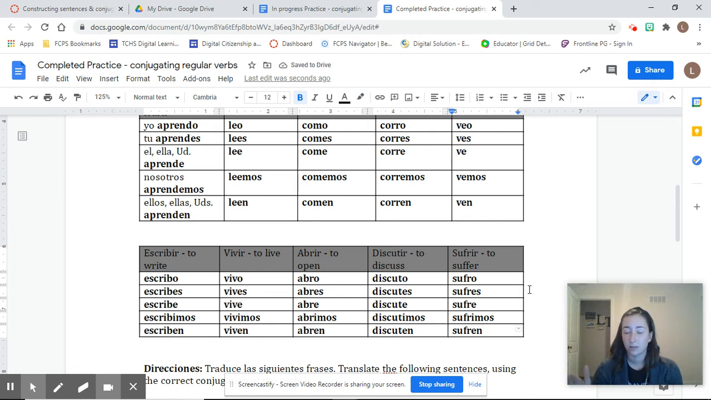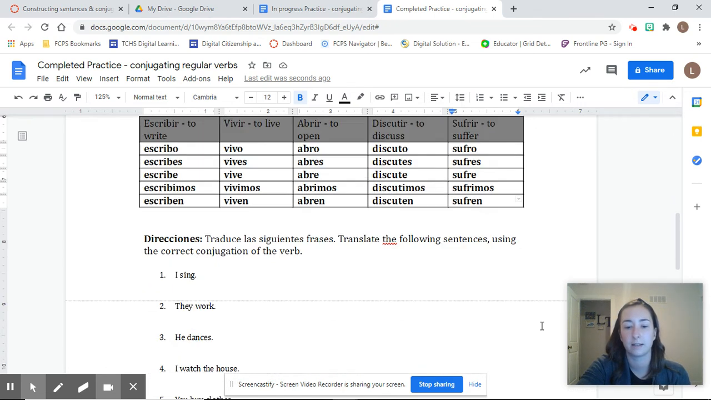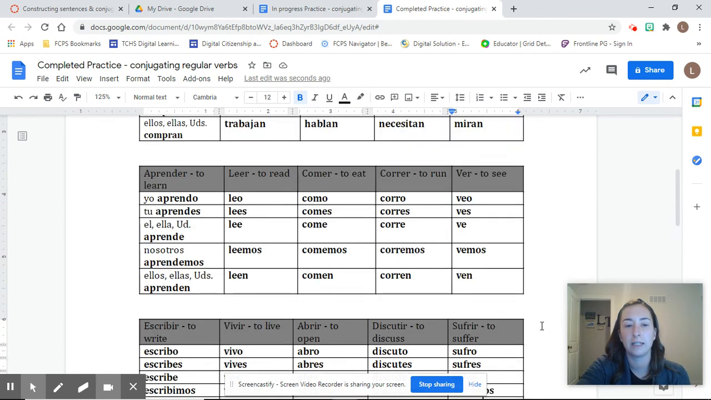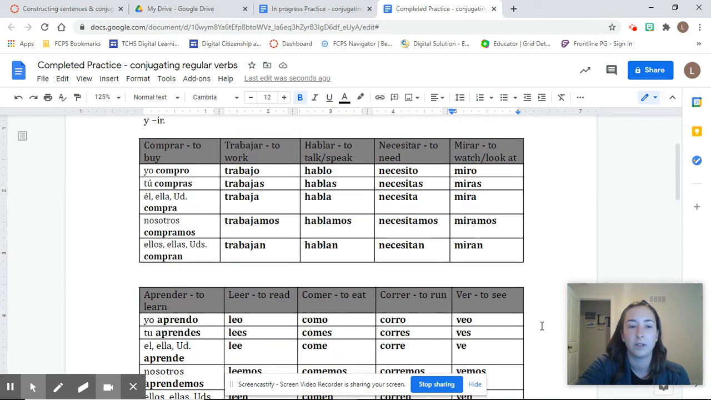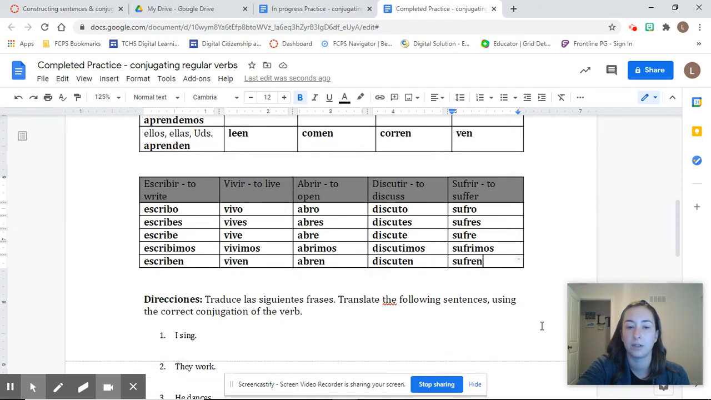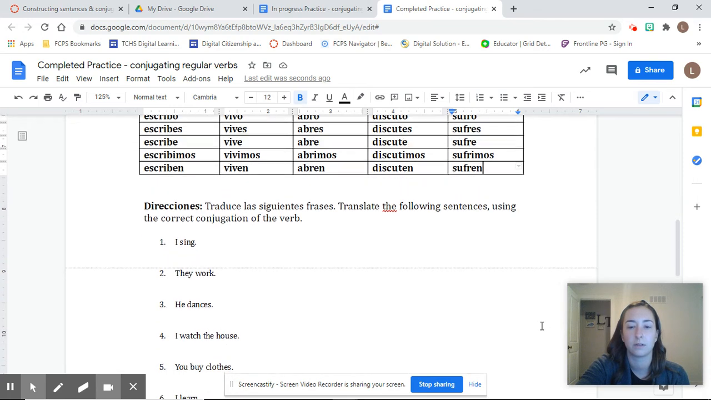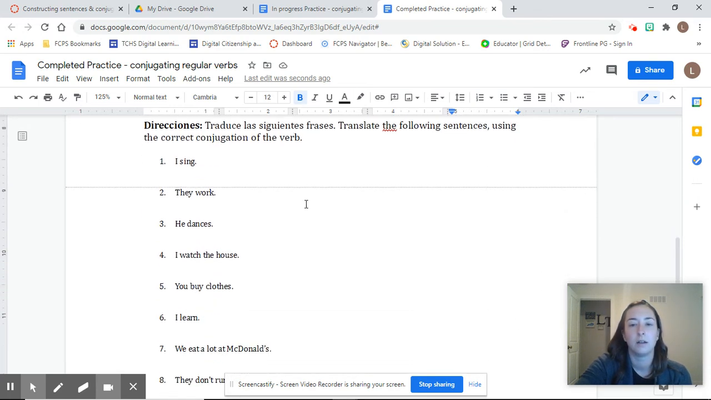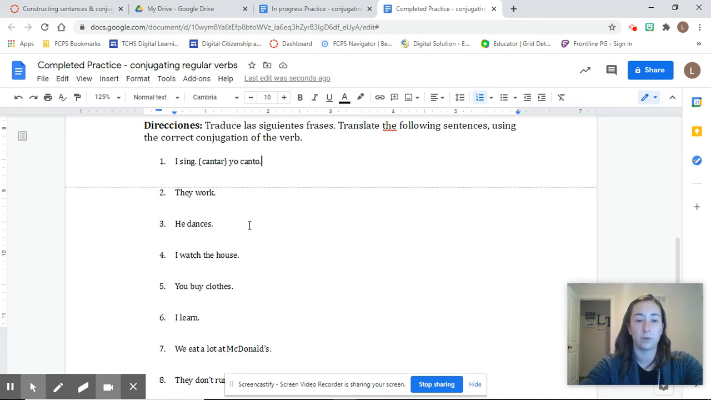Okay, so this seems a little monotonous, a little repetitive, right? But I promise it's the best way to learn these, is just to practice. So now you have all of these up here that you can use for your sentences. You know the meanings of those now. Okay. So we're going to translate these using the correct conjugation of the verb. And actually, I need to give you this one. Cantar is to sing. Yo canto. These would be best if you've tried to do them before now.